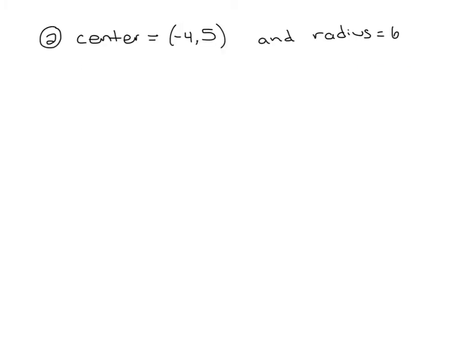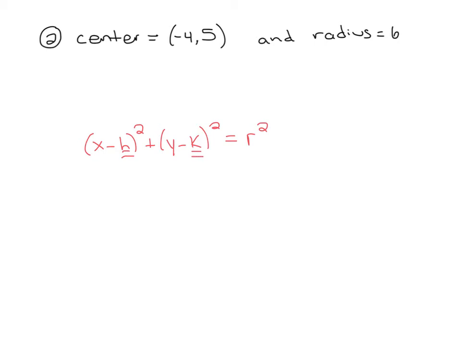Number 2 asks us to basically write the equation of a circle whose center is negative 4, 5, and radius is 6. Okay, now the formula for any circle is x minus h squared plus y minus k squared equals the radius squared, where h and k are just the coordinates of the center of the circle.